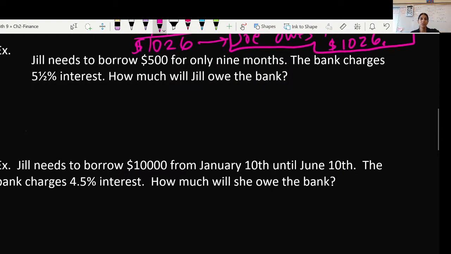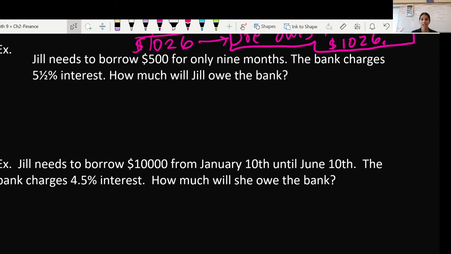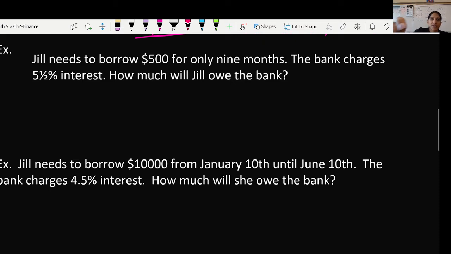Okay, Jill needs to borrow $500 for only 9 months. The bank charges 5.5% interest. How much will Jill owe the bank? Well, let's put things into perspective. If Jill needs to borrow $500, that would be the principal that she's borrowing.